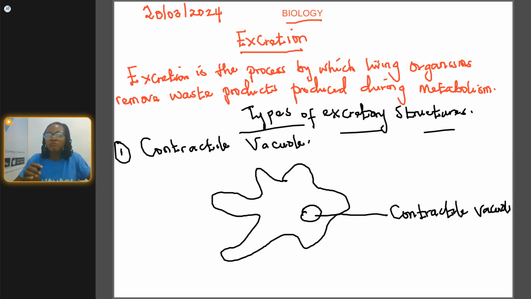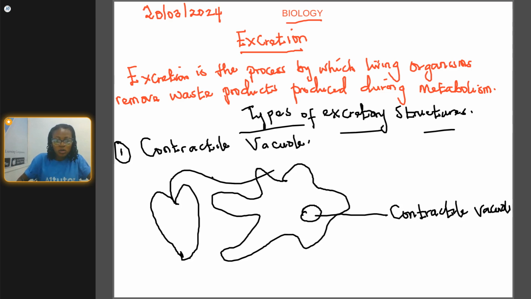It is not only present in amoeba, but also in euglena. The contractile vacuole is something like this. This is the flagella. So the contractile vacuole is always present in those organisms, and its function is to remove excess water.